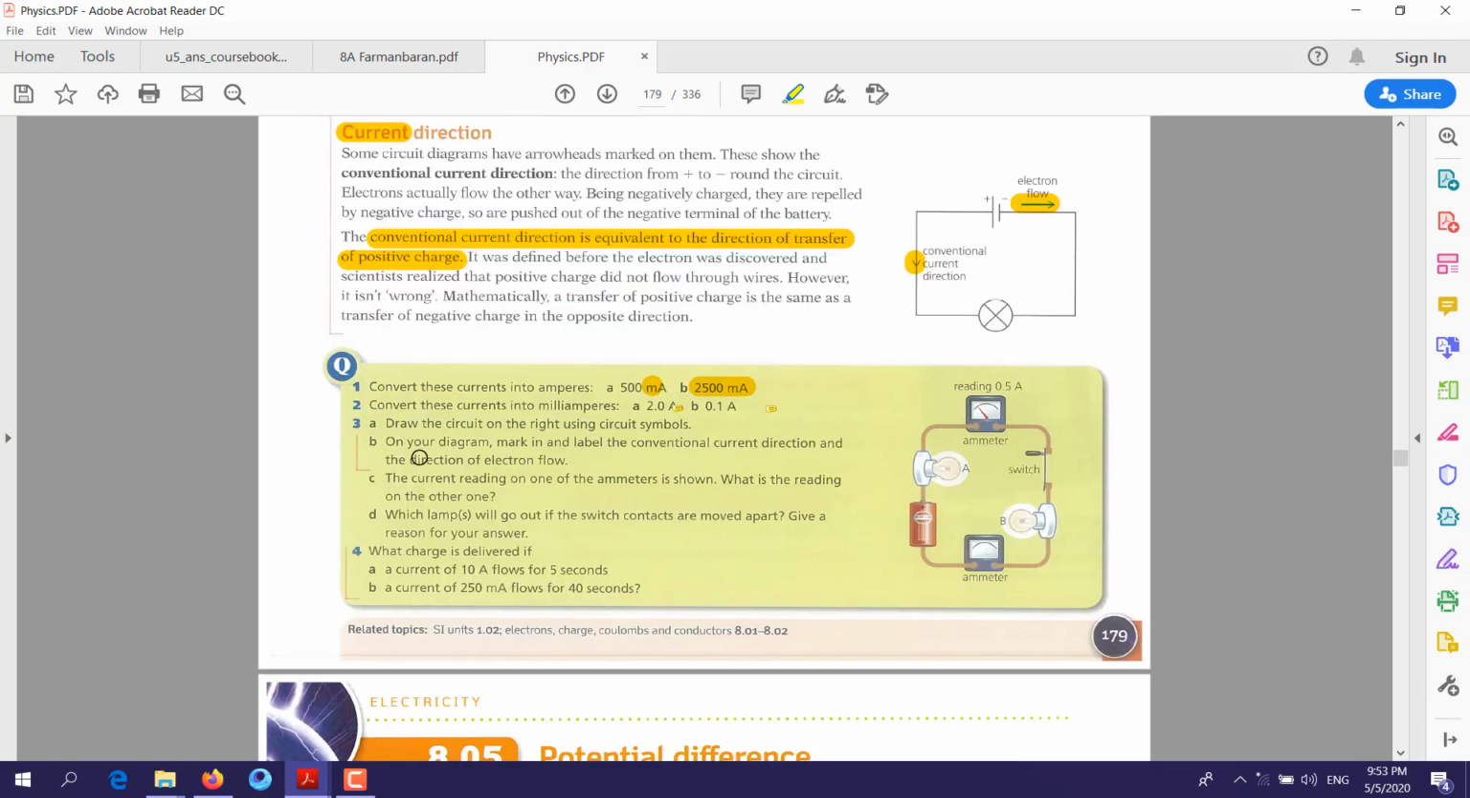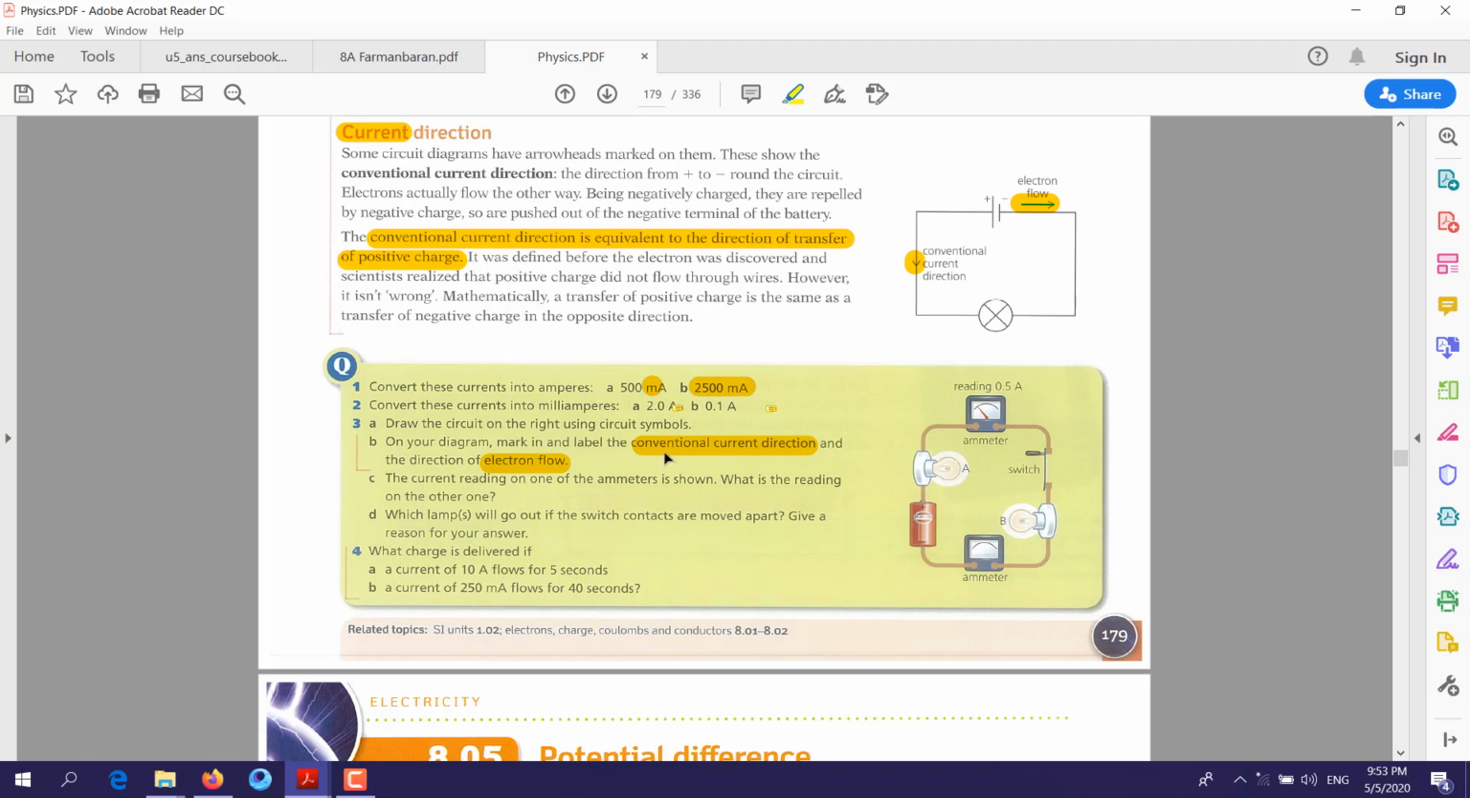B. On your diagram, mark in and label the conventional current direction and the direction of electron flow. See, what do we have? Conventional current and electron flow. As we explained before, we said one is from negative to positive, the other one is from positive to negative. They are opposite to each other.